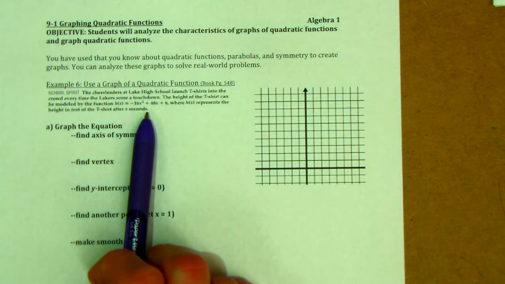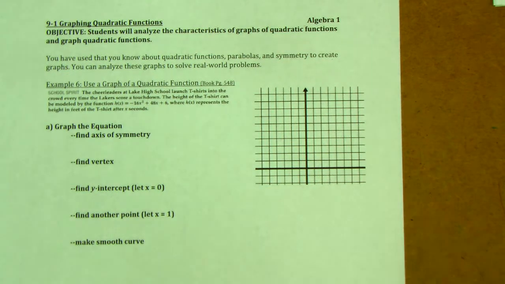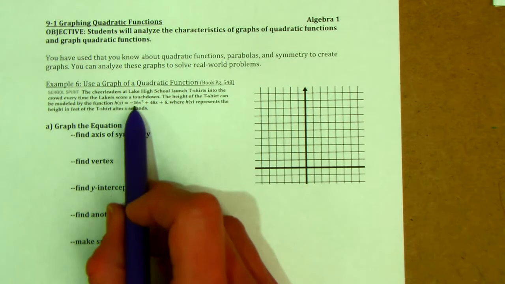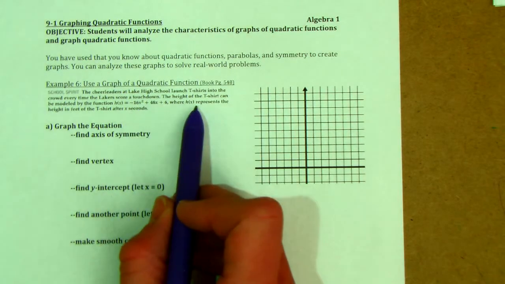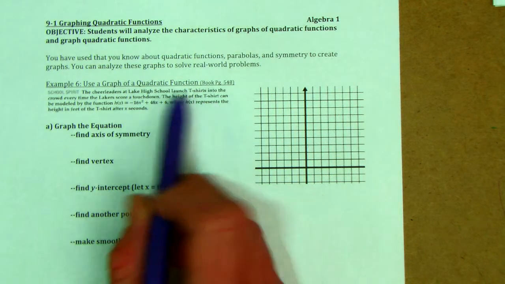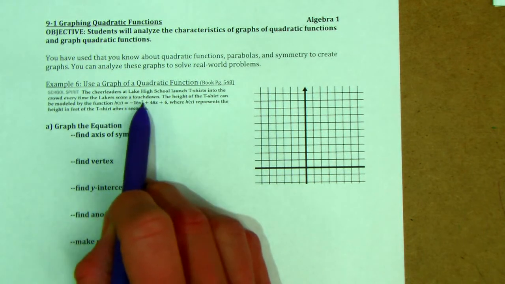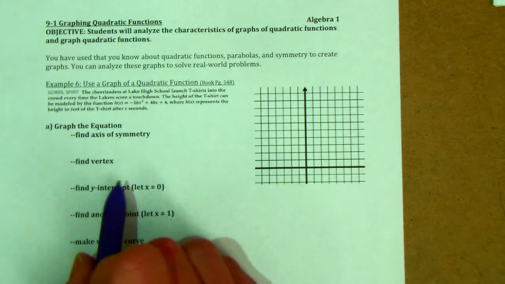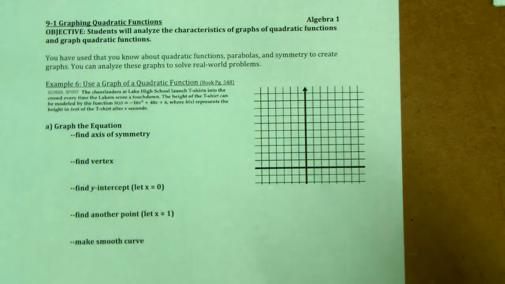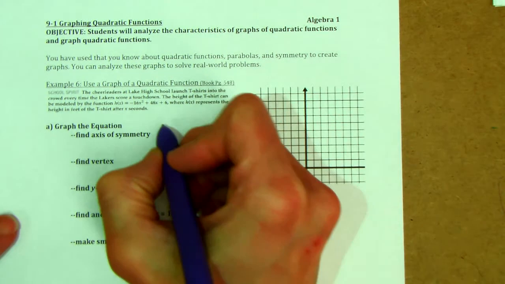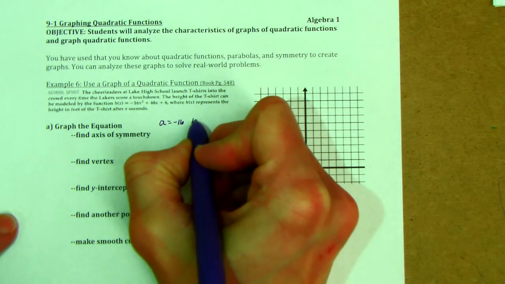The height of the t-shirt can be modeled by the function, here, this should look familiar. We got that negative 16x squared, where h of x represents the height and x is seconds. So we've seen this equation before, but we've used t instead of x. So just remember x stands for seconds. All right, so there's our function. Find the axis of symmetry. Well, first of all, A is negative 16, B is 48, and C is 6, which is going to be a little bit interesting.